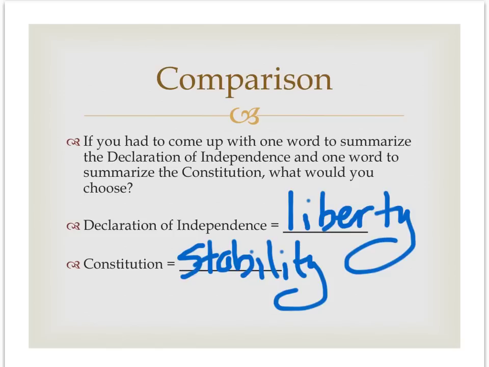There are other contrasts that can be made between the two documents. On the issue of equality, the Declaration refers to the equality of man, and the Constitution really doesn't deal with that until the 14th Amendment in 1868. The Declaration on Natural Rights talks about God-given inalienable rights. The Constitution doesn't do that. And of course, we get the Bill of Rights, but that's another process.